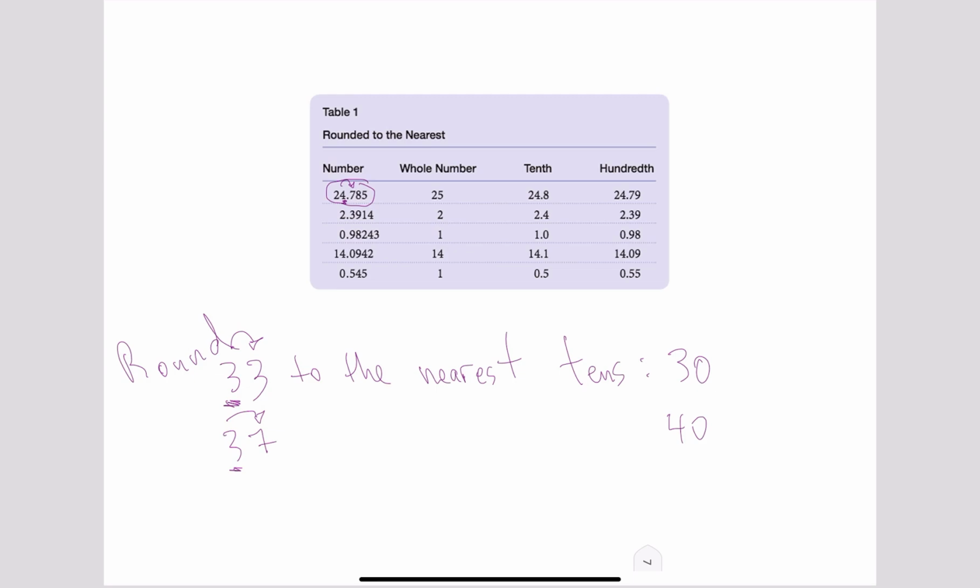But what if I wanted to round it to the nearest tenth? Then I look at the 7, and then I go to the neighbor number, which is an 8, and that's a big number, so that's going to round the 7 up to an 8, so 24.8. And then if I want to round it to the nearest hundredth, I look at the hundredths place where there's an 8, and then I look to the right, which is my neighbor number, and that's a big number, a 5, and so that's going to round my 8 up to a 9.